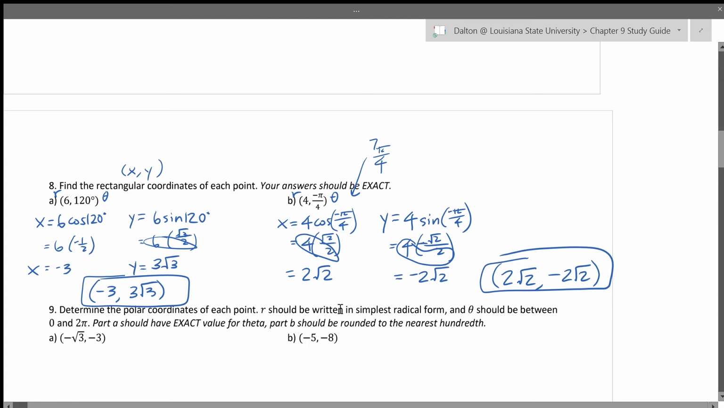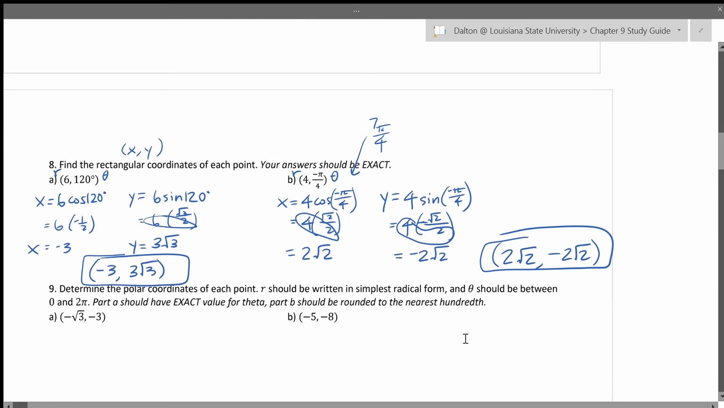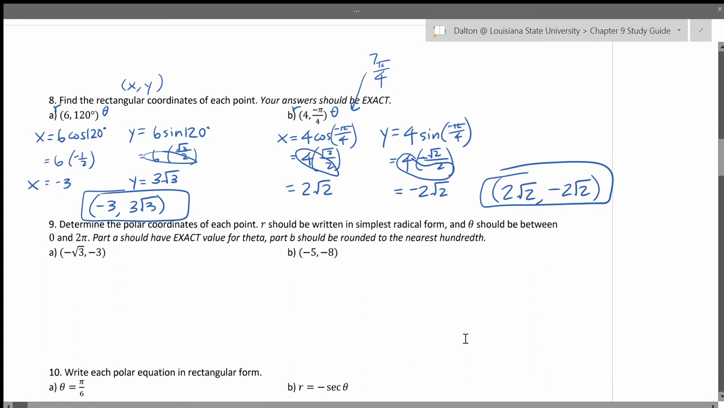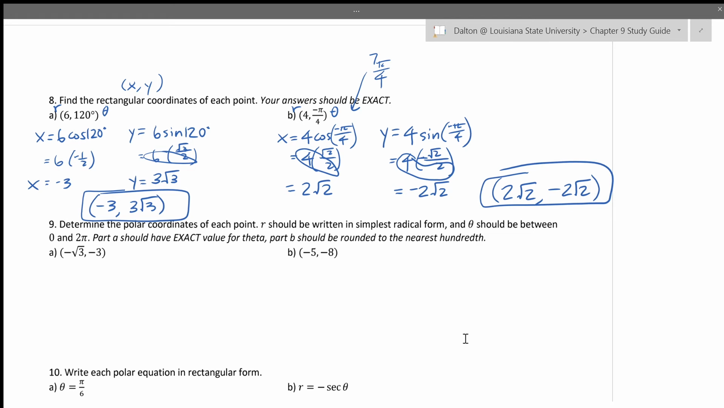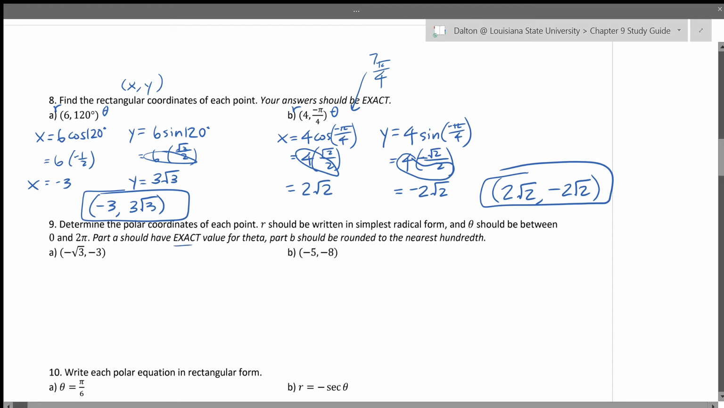Number 9 is doing the opposite. It's saying determine the polar coordinates of each point. R should be written in simplest radical form. Theta should be between 0 and 2 pi. For part A, I want you to give me an exact value for theta. Part B, we're going to go ahead and round it. So just to mix it up, make sure we know how to do both scenarios.